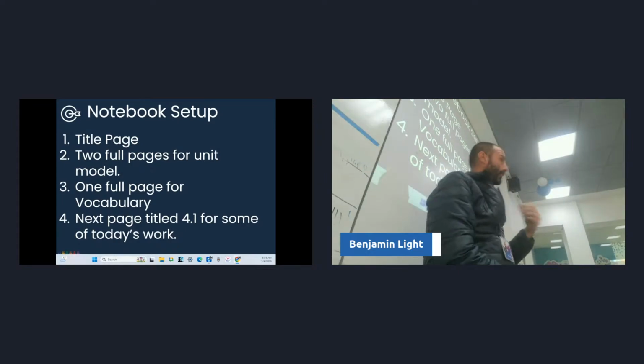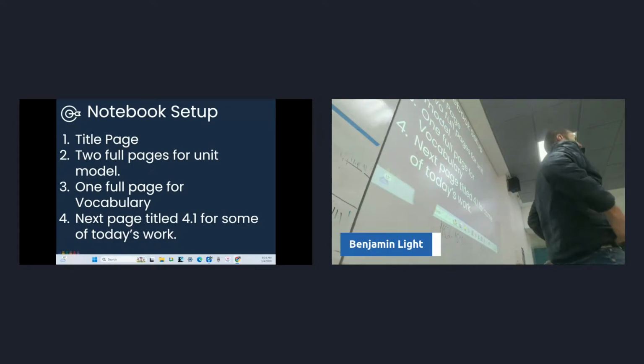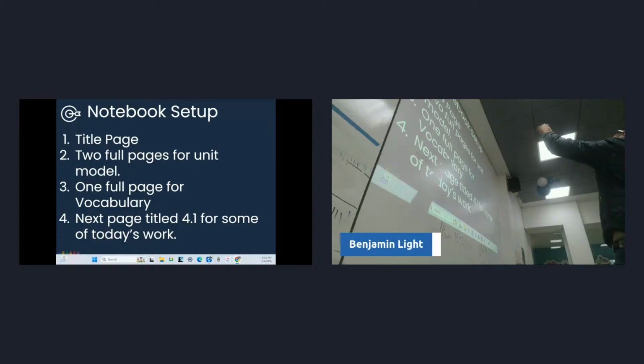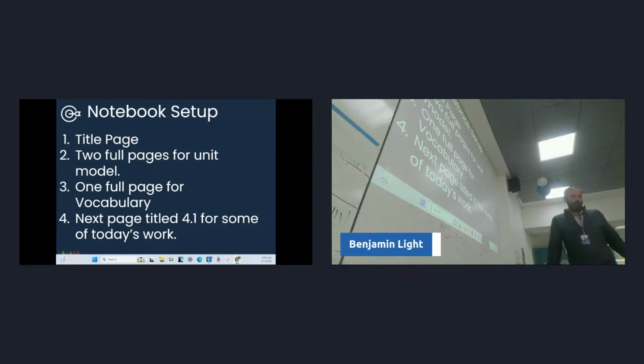So again, in the notebook, it's numbered, so that's the order. One page is the title page, then 2 pages for models, and then 1 page for vocabulary. The 2 pages are one side. The best way to do it is this way for the models, so you can have the notebook open, looking at 2 pages. If you don't do it that way, it's not the end of the world.